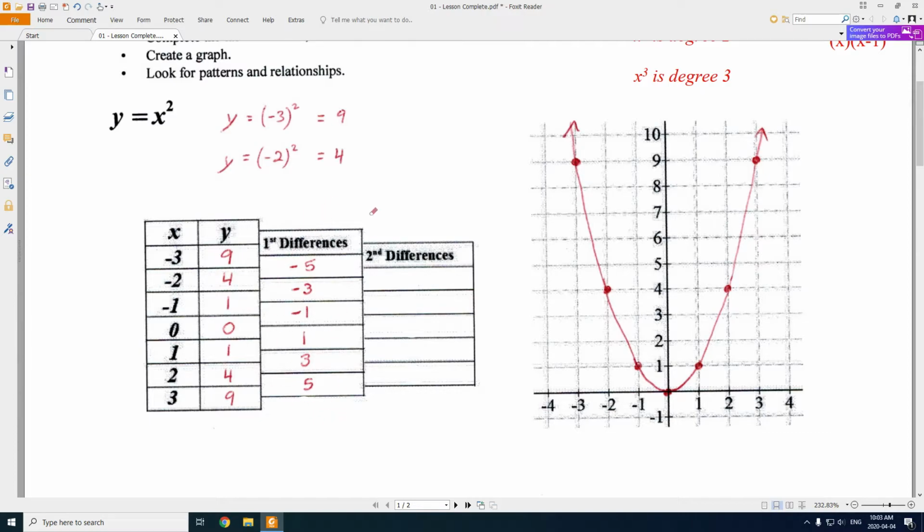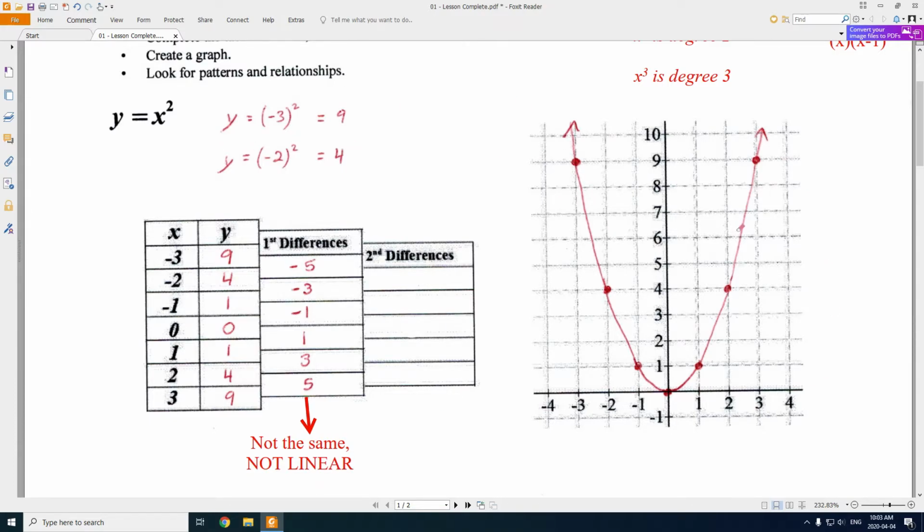So that tells me the rate of change is not always the same. The slope is not always the same. It's obvious from the graph here and from my first differences now, I've seen that it is not a linear equation. So if those first differences are not all the same, you know it's not linear.